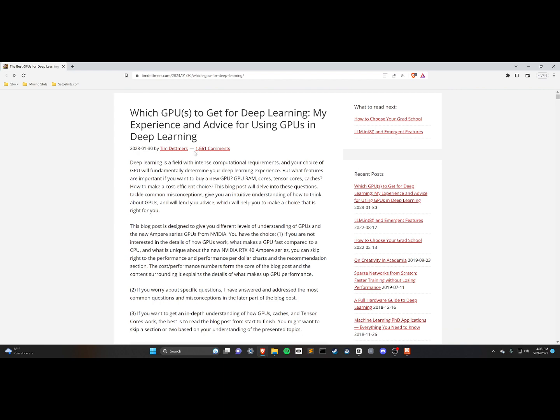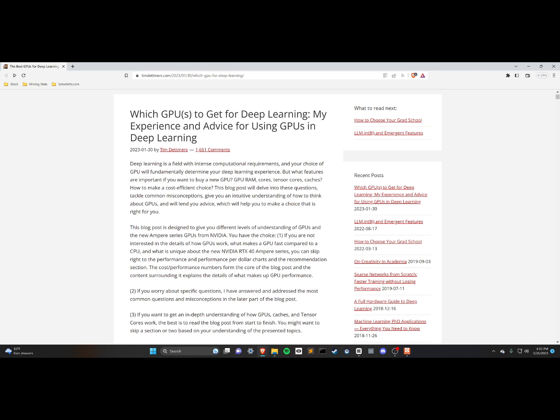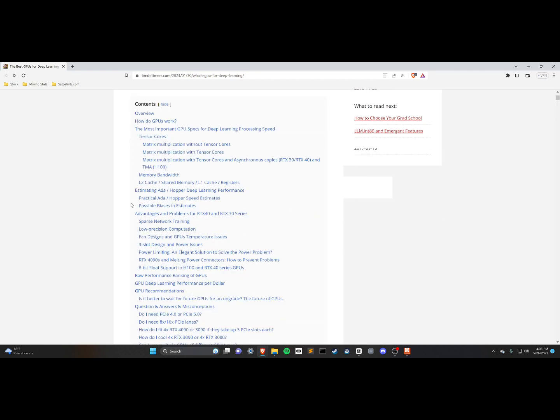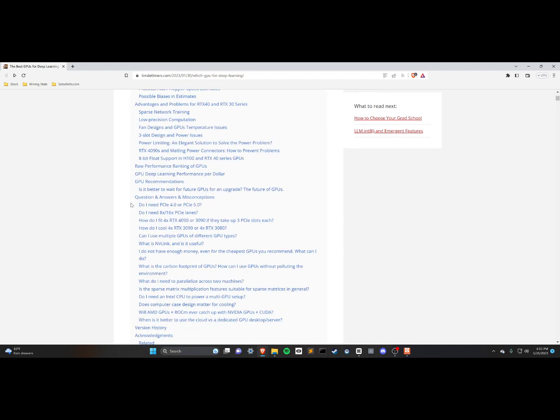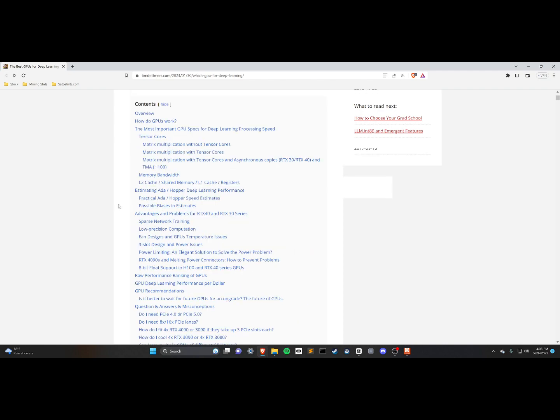So I came across this: "Which GPU is best for deep learning?" This is written by Tim Dettmers. It was written on January 30th, 2023. But it's got a lot of information. Some of it's going to be really thick, I think is a great way to put it.